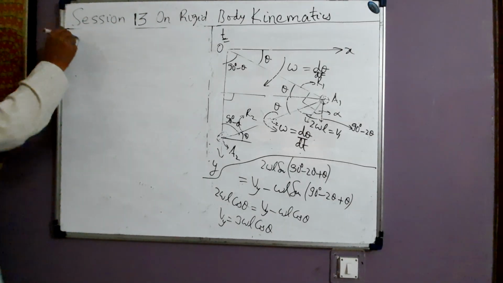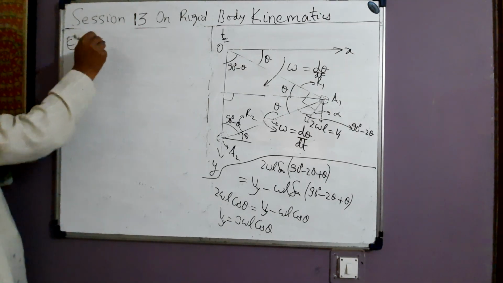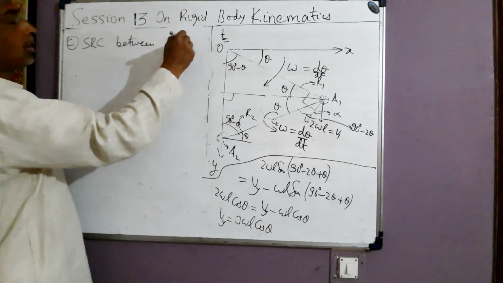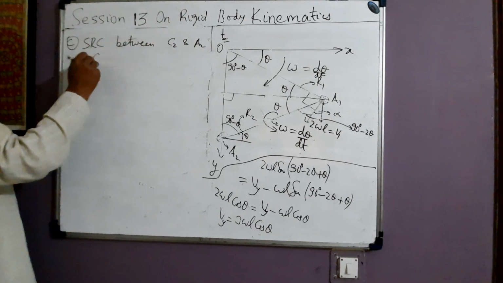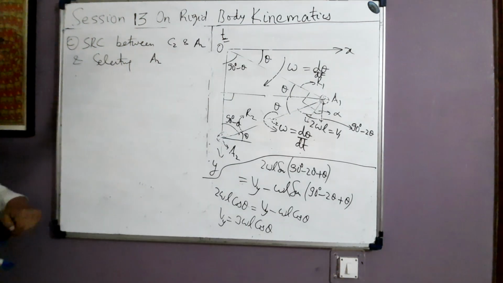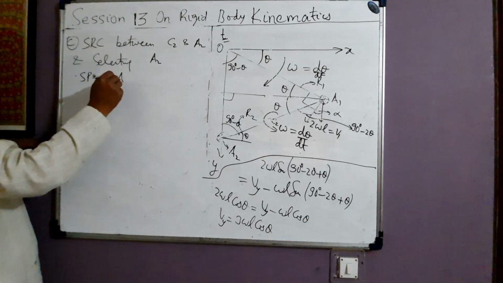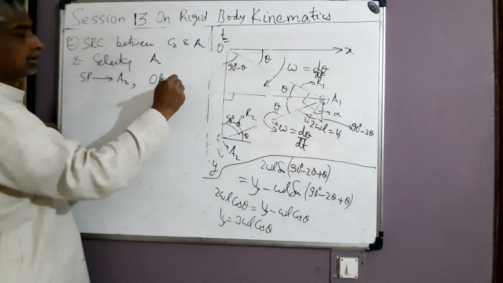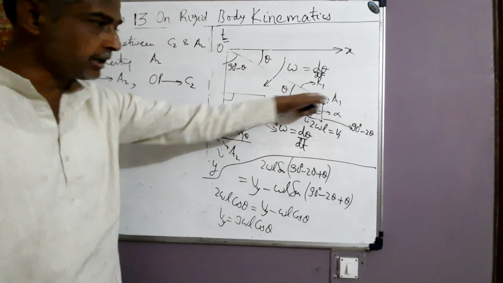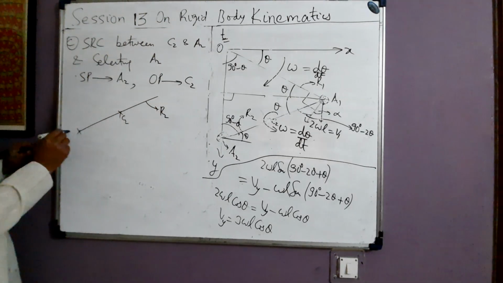Now use part C. Part C is SRC between C2 and A2, selecting A2. SRC for velocity between C2 and A2 and selecting what? A2. Okay. So here what we do? SP arrow meaning what? SP arrow A2. And OP arrow what? C2. Alright. Now you draw the line joining SP and OP, that is C2A2. That is rod R2 itself. This is the rod R2. This is C2 here. This is A2 here.